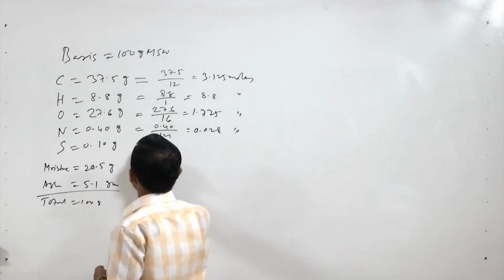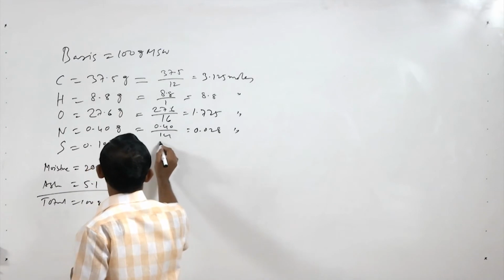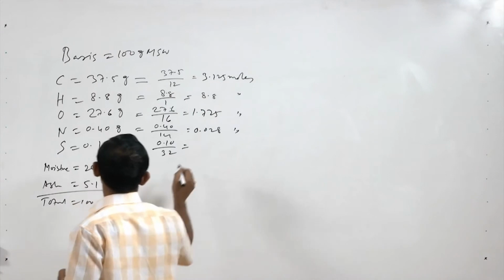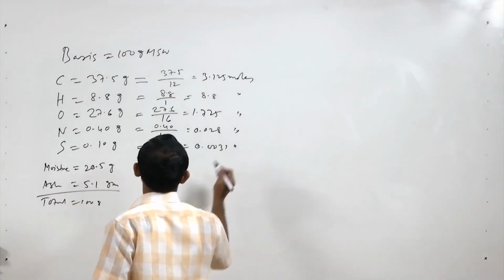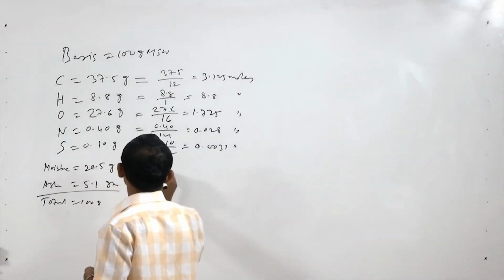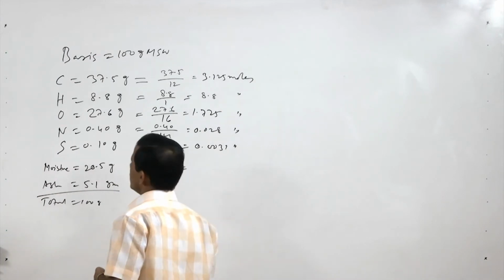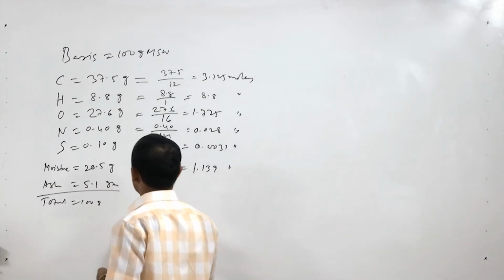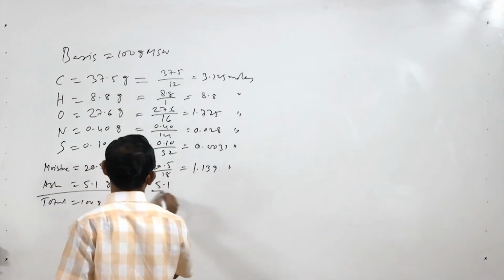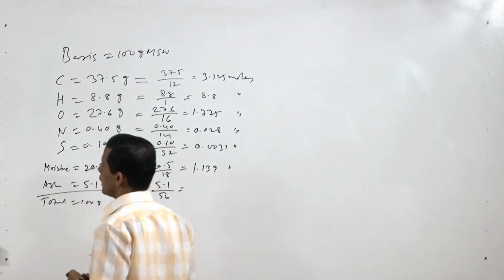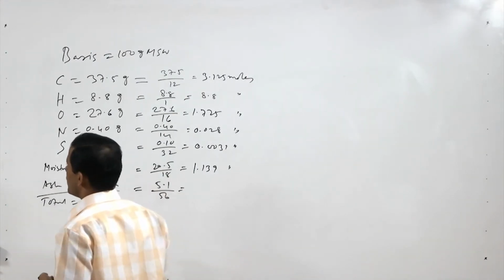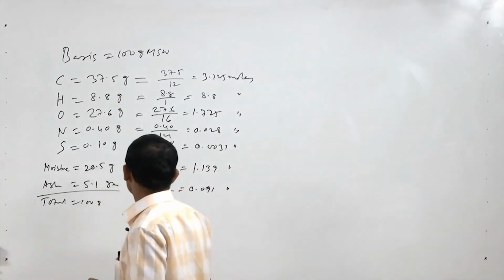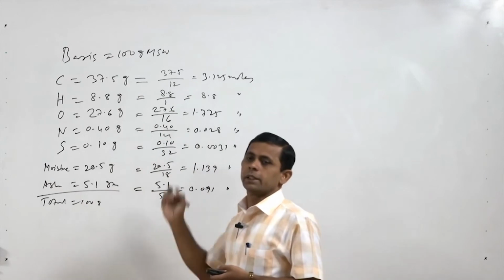That is equal to 0.028, and for sulfur this is 0.10 divided by 32. So, that is equal to 0.0031, and for moisture 20.5 divided by 18. So, that is equal to 1.139 moles, and for ash 5.1 divided by 56. So, it is coming 0.091 moles. So, these are the moles present in the MSW.